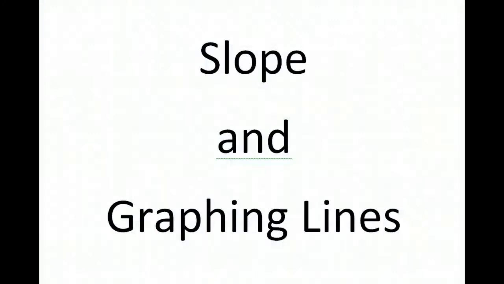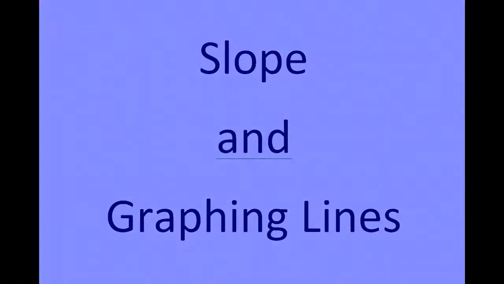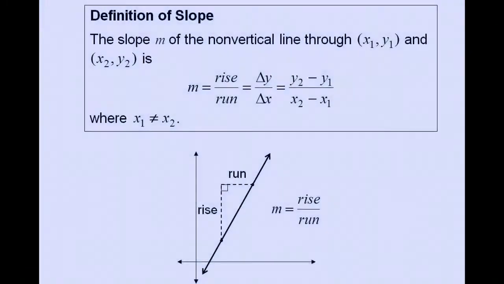This video is going to be a brief review of slope and what that means and how to find it, and then also how to use that to graph lines. We're going to start with talking about the definition of slope. The definition of slope, and we usually use the letter M to represent slope, is the rise over the run, or delta y over delta x.